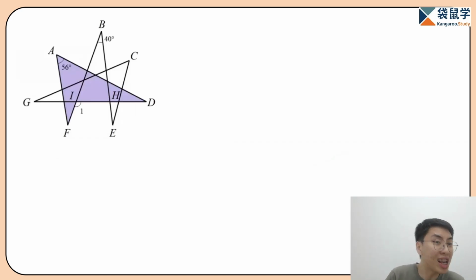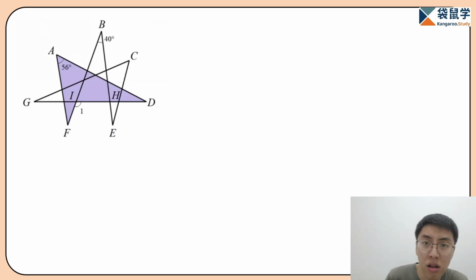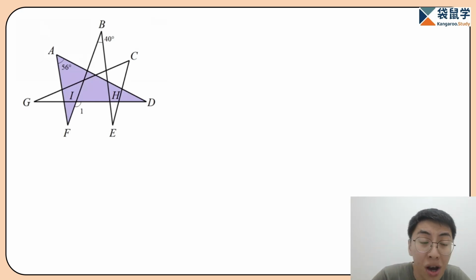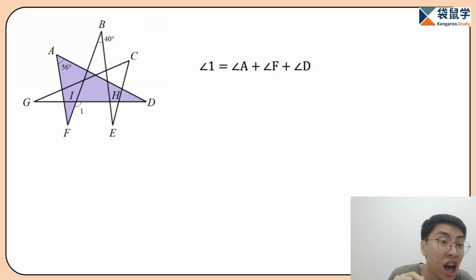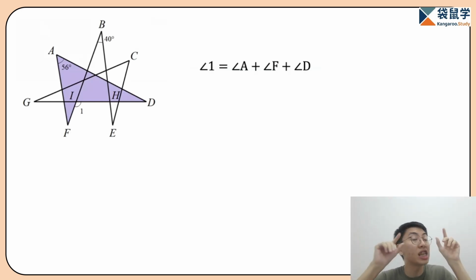So with that being said, we have one first arrowhead model over here, as that is shaded in purple. And if I want this angle 1 over here, what is the value of it? I know that angle 1 is just angle A plus angle F plus angle D, which are the 3 angles within this arrowhead model. Well, is that the only arrowhead model we have?